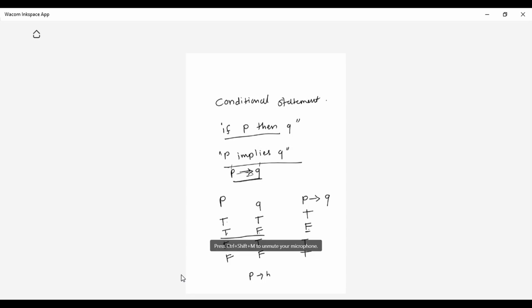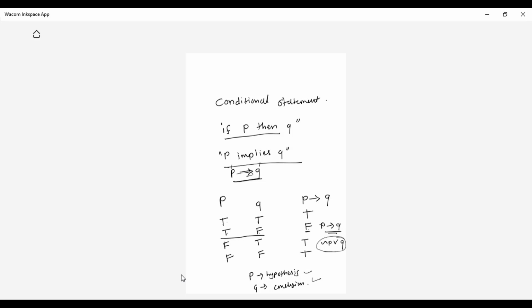P is called the hypothesis, student, and Q is called the conclusion. I'm saying this because you will see these terms, hypothesis and conclusion, whenever we solve further problems. So you need to remember P is the hypothesis here and Q is the conclusion. Now there is another term: P arrow Q can be written as negation P or Q. Whatever truth values you get for P arrow Q, the same values you will get for negation P or Q.